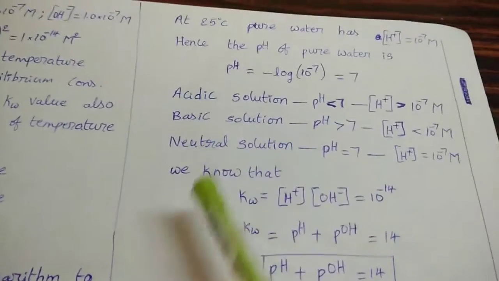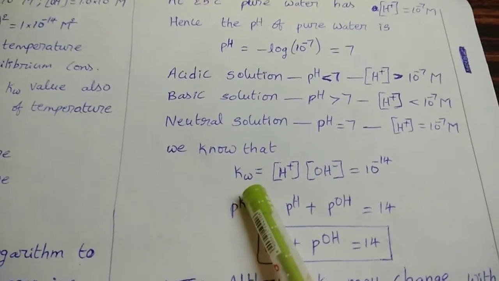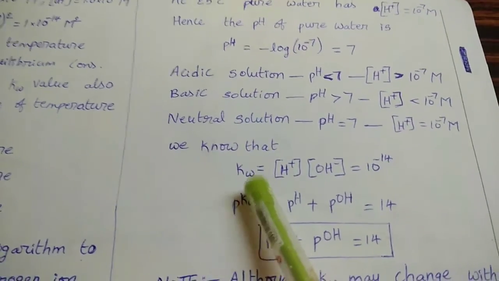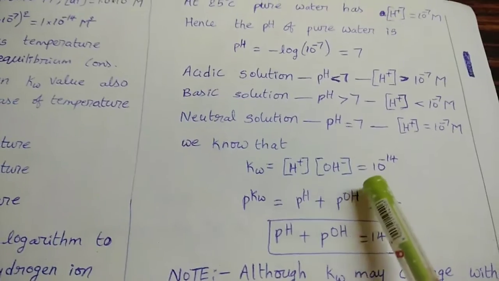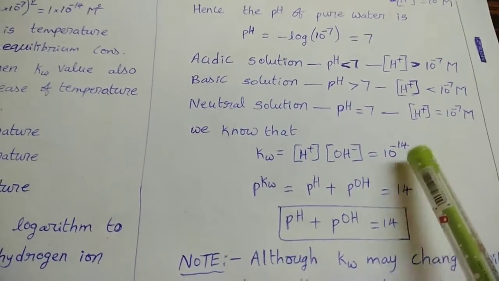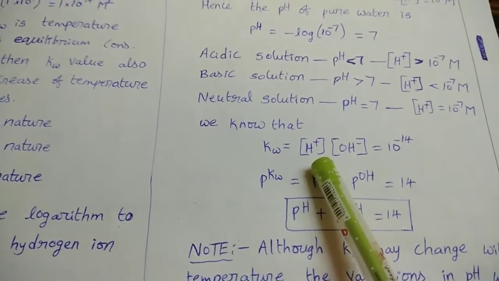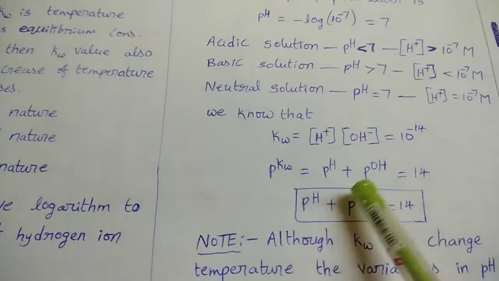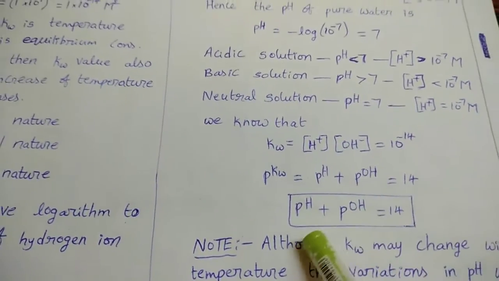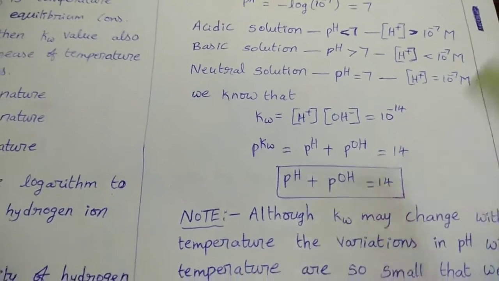Okay. So from previous topic we completed this formula. We know that Kw equal to ionic product of water, H plus ion concentration into OH minus ion concentration, that equal to 10 power minus 14. So if we apply logarithm, then finally we can get pKw equal to pH plus pOH equal to 14. So from this we can write pH plus pOH equal to 14.